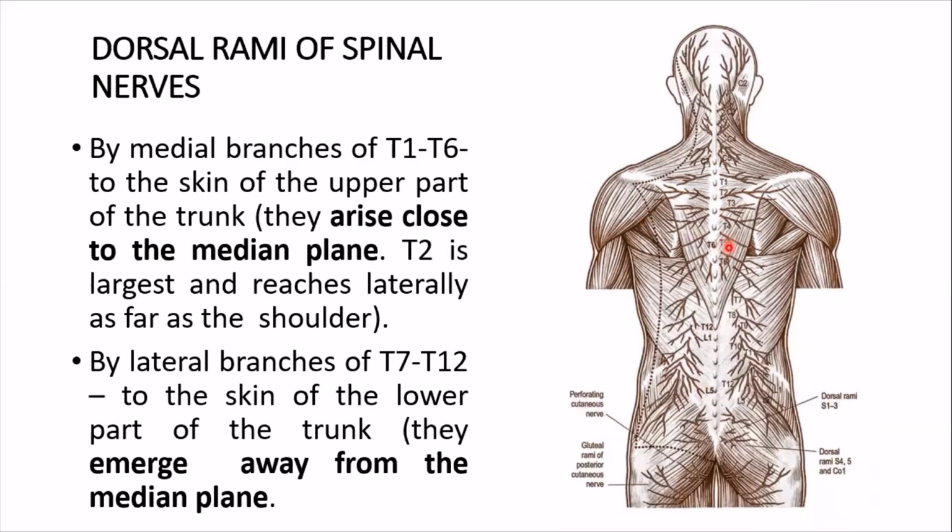Then the lateral branches of T7 to T12. This is T12 and this is T7, and they're going from there. They are lateral because they emerge away from the median plane. You could see they are emerging T7, T8, T9, T10, T11, and T12. These T1 to T6 are close to the median plane, and T7 to T12 away from the median plane, right? That is why they are called lateral branches of T7 to T12.